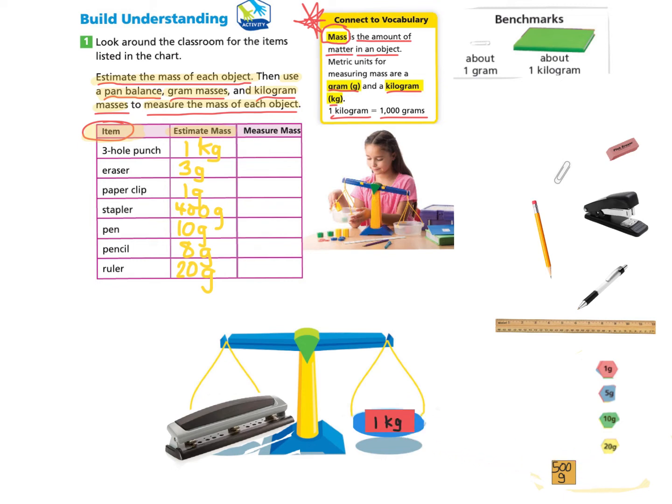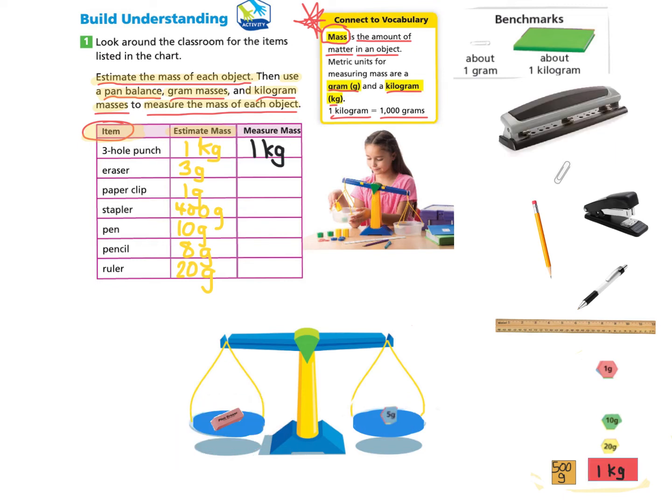Then I will show you how much the item weighs. For the pan balance to be balanced, meaning that right here is level. If something is too heavy or too light, it will not be horizontal like this. It will be up or down. So this is balanced. And so when we use the pan balance for this, we find that the hole punch is 1 kilogram or 1,000 grams. Next, I weigh the eraser and I see that the eraser is 5 grams or close to 5 paper clips.